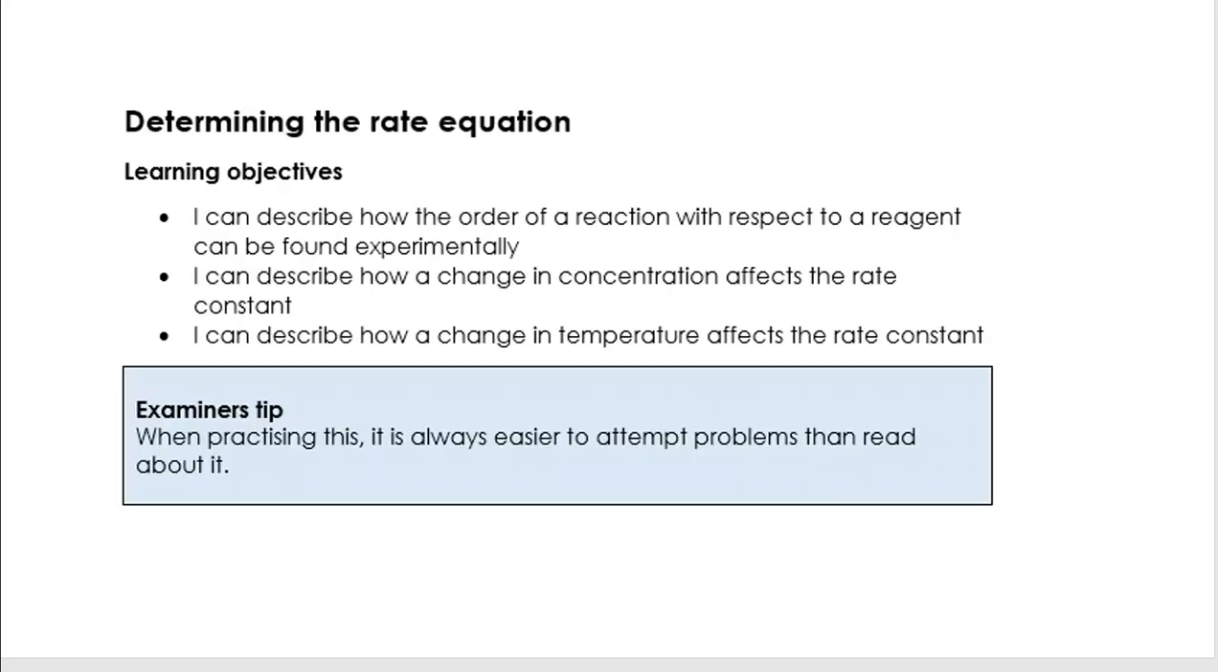So in here, we are going to look at how the order of a reaction can be found experimentally. We're going to look at how the change in concentration affects the rate constant and how a change in temperature affects the rate constant. And when practicing, in general, always have a go. There are so many past paper questions out there that allow you to really dig into some of the examples we're going to see later in this video.